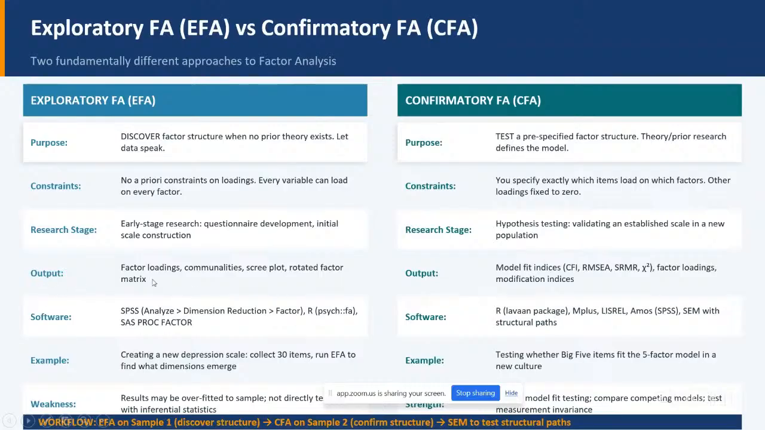What are the outputs? For EFA: factor loadings, communalities, plots, rotated factor matrix. And for the output of CFA, I will be explaining all of these terms: what CFI, RMSEA, SRMR and chi-square are. I will be explaining all those model fit indices. And the software you can use is R. I usually use R for both cases, and real-life examples are there. You can just look into this.